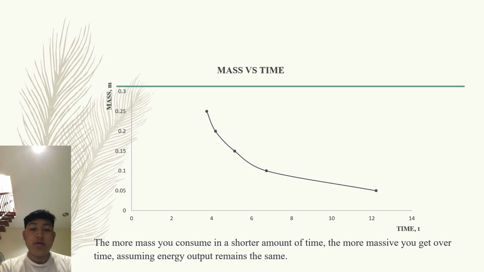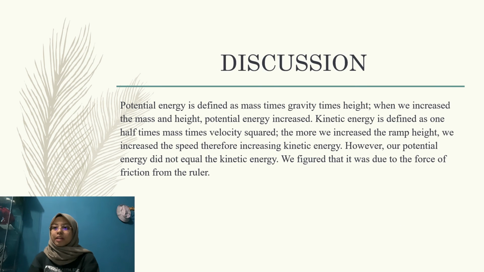Next, the graph of mass versus time. From the graph given, the more mass you consume in a shorter amount of time, the more massive you get over time, assuming energy output remains the same. This is based on the graph, with the y-axis for mass and the x-axis for time. From the graph we got a decreasing line.